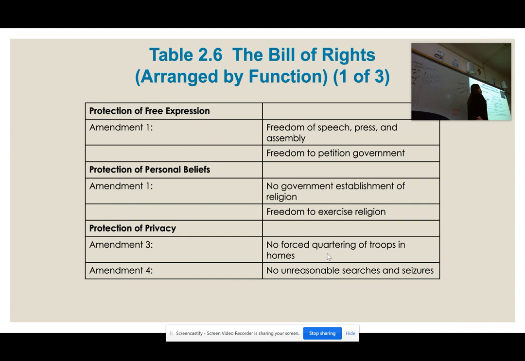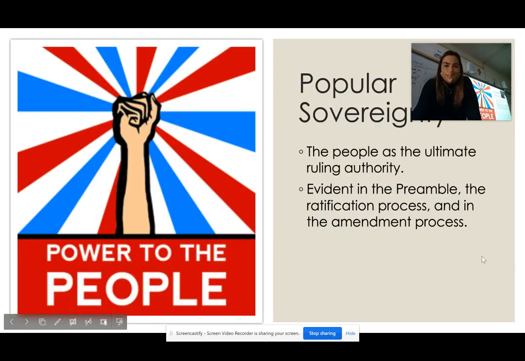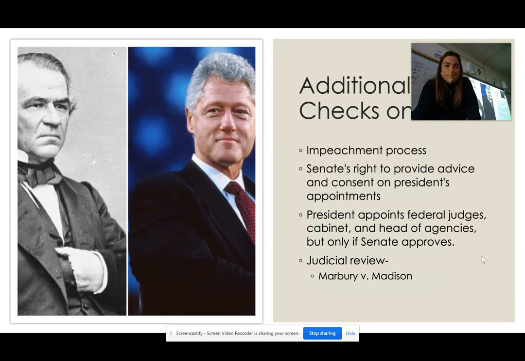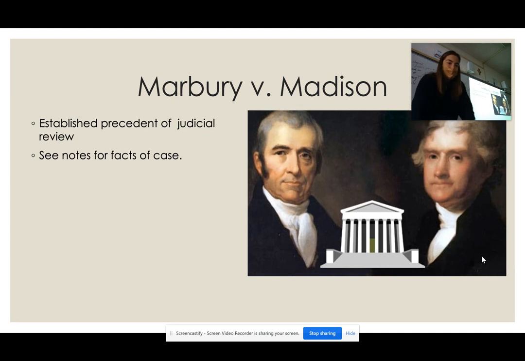Darn it, we never went over Marbury versus Madison. We already did this. I'm not doing this again. Nope. All right.